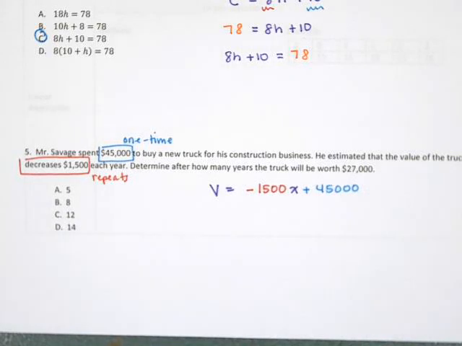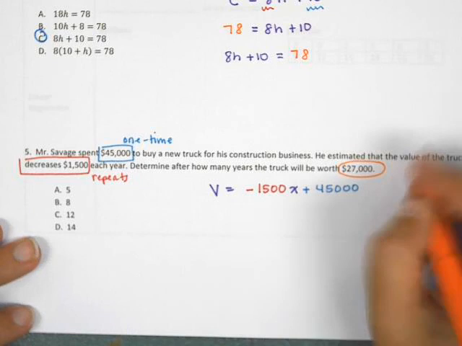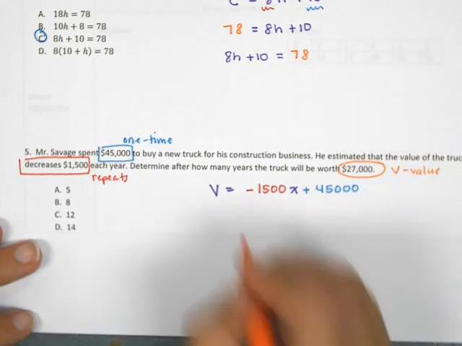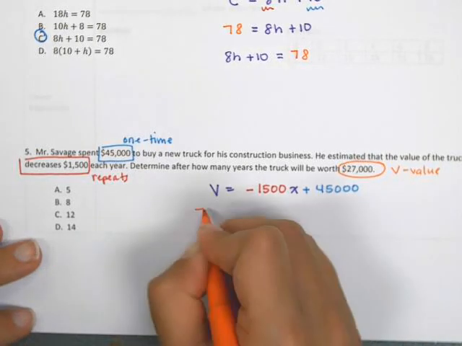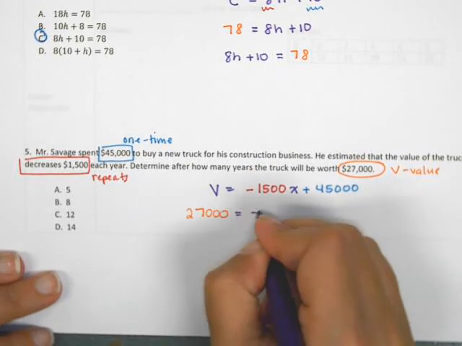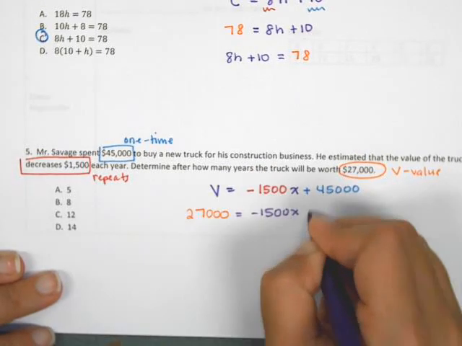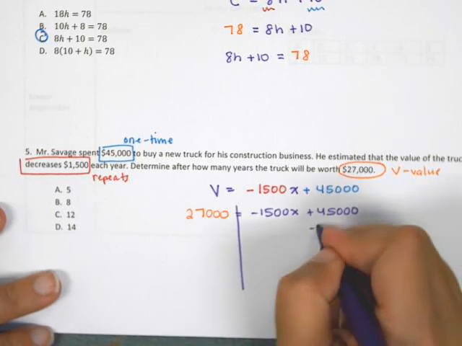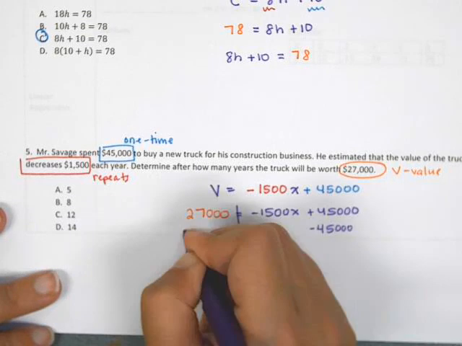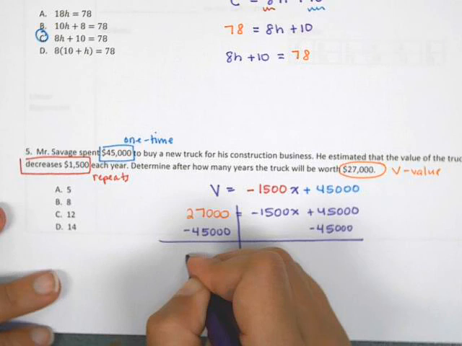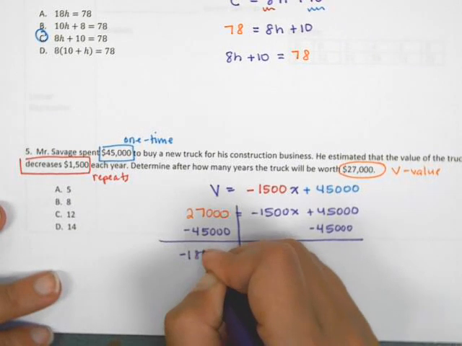Now it says after how many years will the truck be worth $27,000? So that's a value for the truck. So I'm going to replace the V with 27,000 equals negative 1,500x plus 45,000. And then I'm going to have to solve. So minus 45,000 from both sides, and I get negative 18,000.